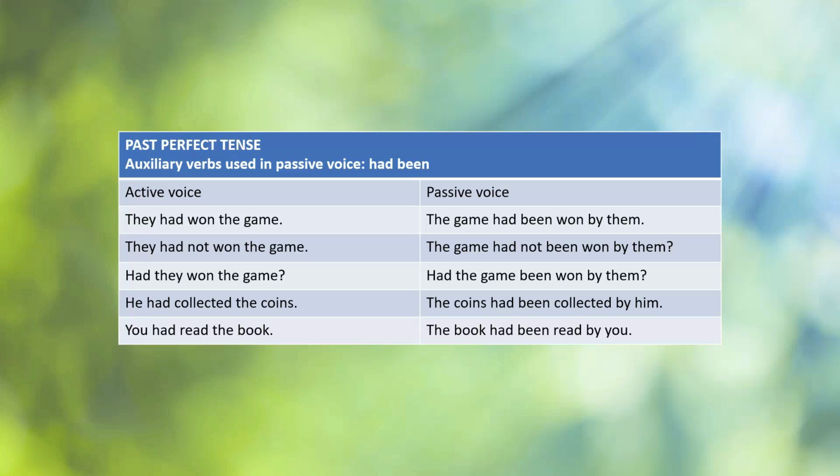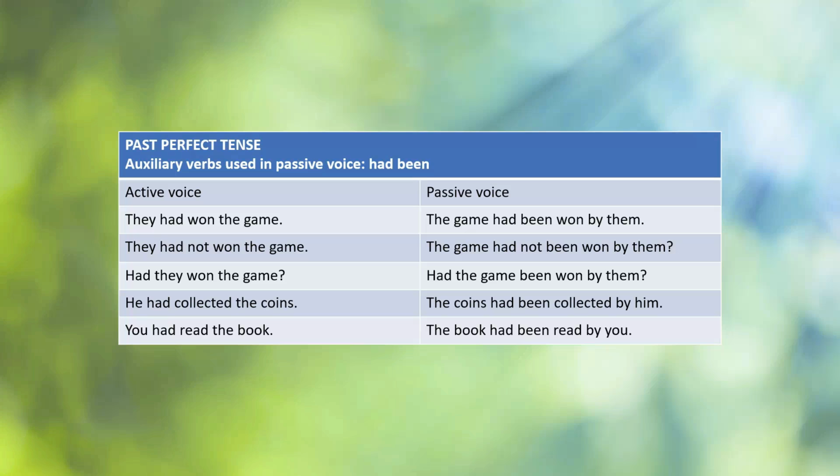Past perfect tense. The auxiliary verbs used in past perfect tense are had been. Had is already there in active voice, and we will put only the extra word been in passive voice. They had won the game. Now we will interchange the places of they and the game. The game had been won by them. They had not won the game. The game had not been won by them. Had they won the game? Had the game been won by them?